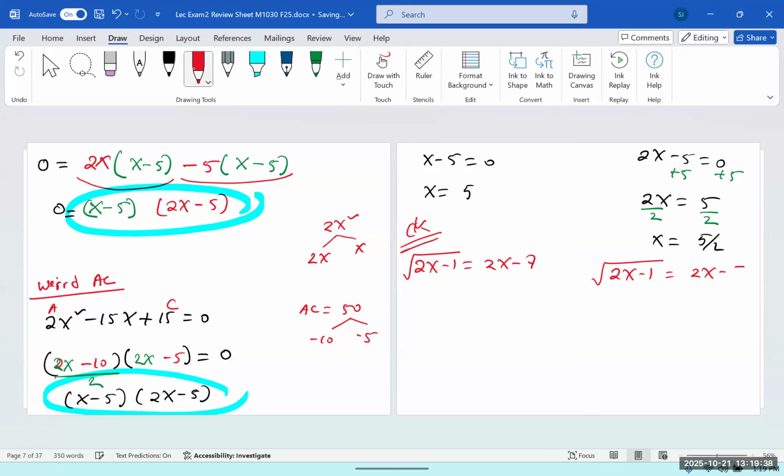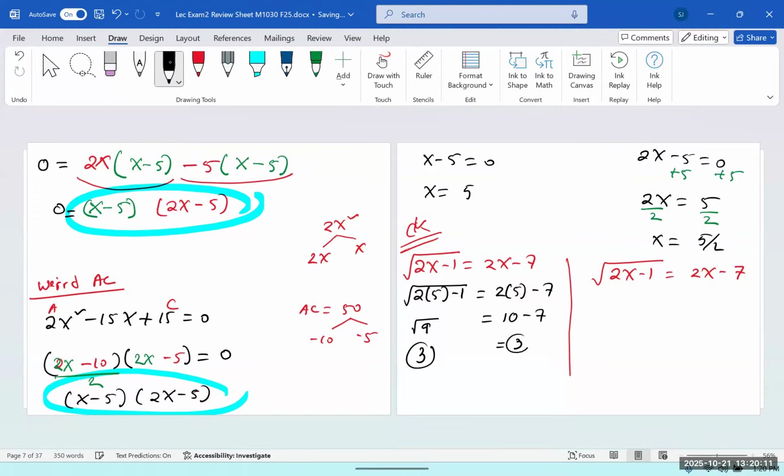The first one is 5. So 2 times 5 minus 1 should be 2 times 5 minus 7. What do you have inside the radical? 2 times 5 is 10. 10 minus 1. And what is square root of 9? 3. And how about here? 2 times 5? 10 minus 7. Do you have the same thing? So we are going to accept x equals 5.